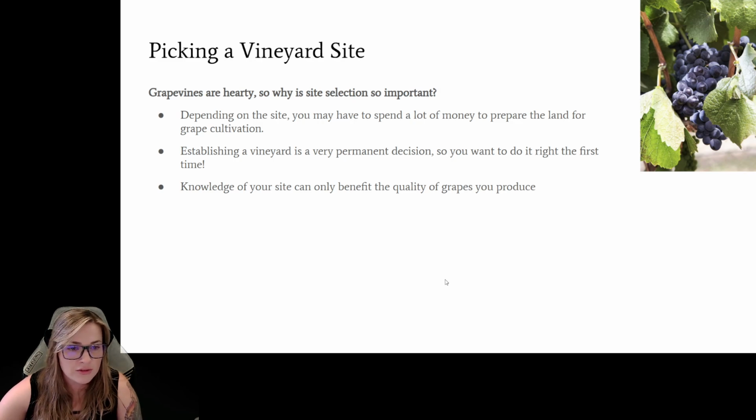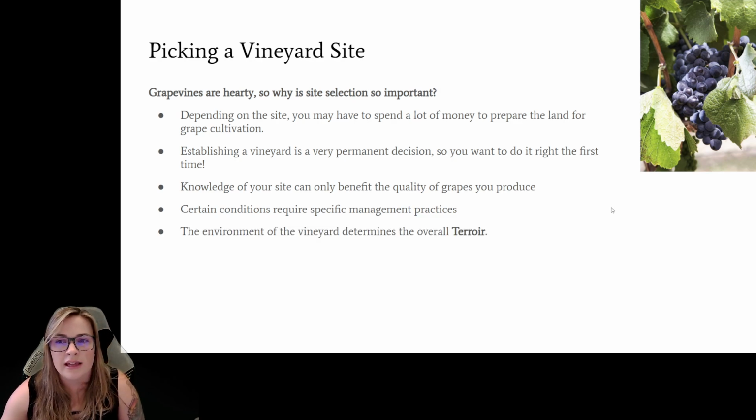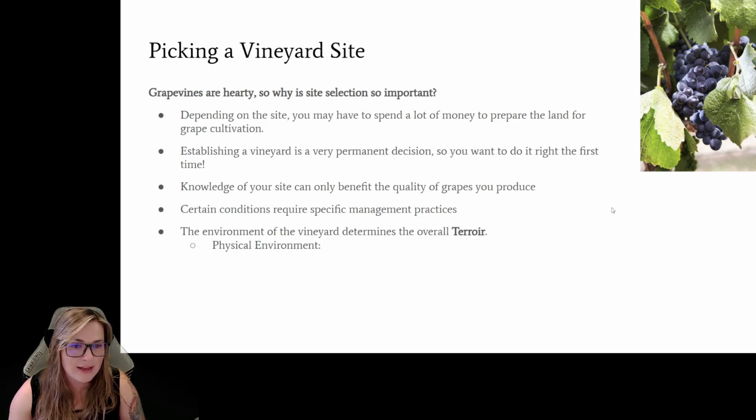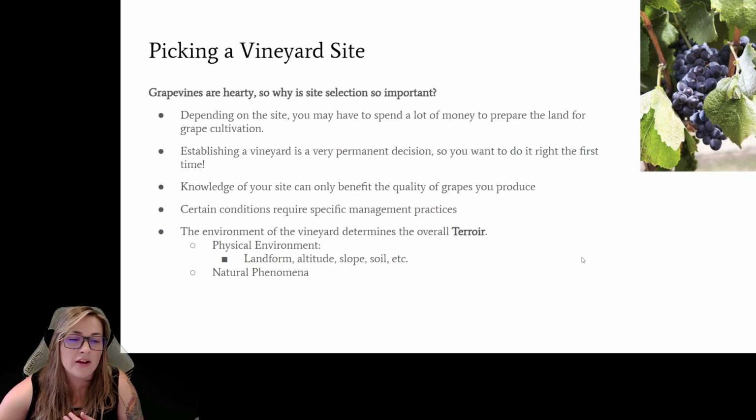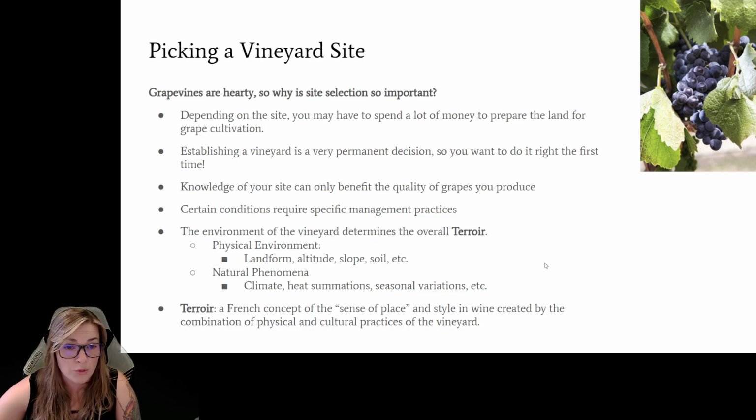Also, just knowledge of your site in general can only benefit you. It'll only benefit the quality of grapes that you produce, right? So certain conditions will require specific management practices. And also, this contributes to the overall concept of terroir. If you've taken my other classes, this is a concept we talk about in just about every class that we teach here at Folsom College. But basically, it's a combination of physical environment, like landform, altitude, slope, soil, etc., and then also natural phenomena. So climate, heat summations, seasonal variations from year to year, and much, much more, right?